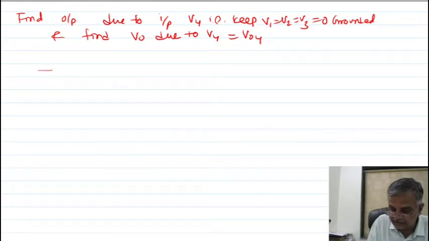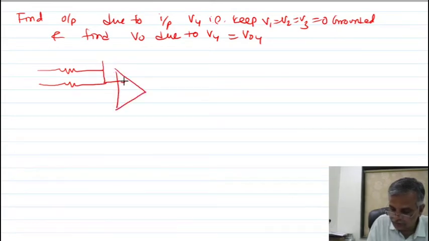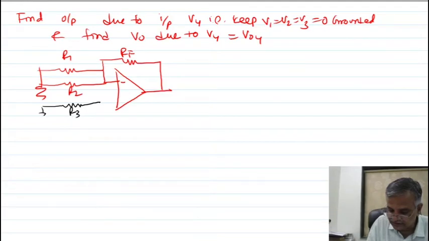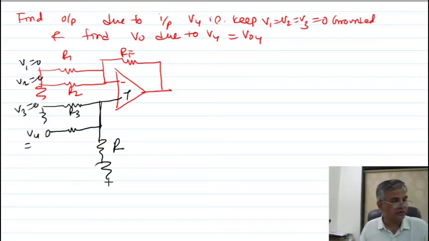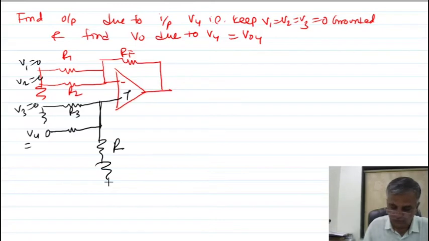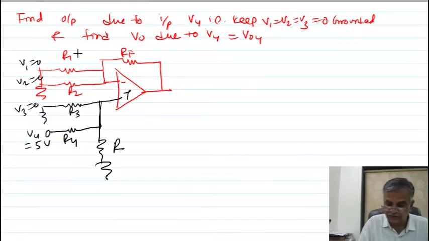So I'll do like this. See, this is your circuit diagram. This is given to the inverting terminal. This is your RF, this is R1, R2, it is all grounded. Now here this is your R3, this is V1 is 0, V2 is 0, V3 is 0, V4 you have given. And here is your resistor R. V4 how much you have given? V4 you have given is 5 volts. I have given you 5 volts. This is your R4.